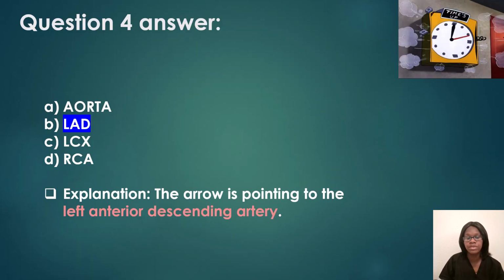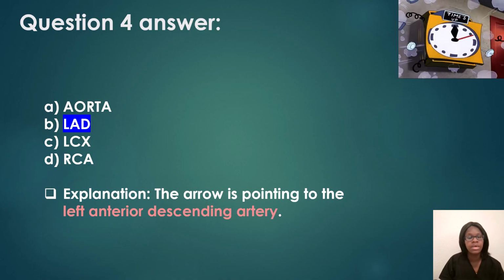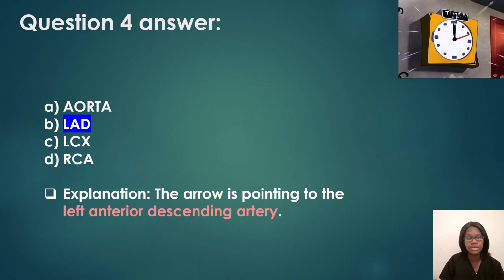Whenever you do calcium scoring, on the machine that I'm working on, you have to score it on your own. So that's a good way of knowing your anatomy. But some machines automatically score it for you, but you still have to double check, because just like humans, computers can have technical mistakes too. But the arrow is pointing to the left anterior descending artery. That's what LAD stands for.